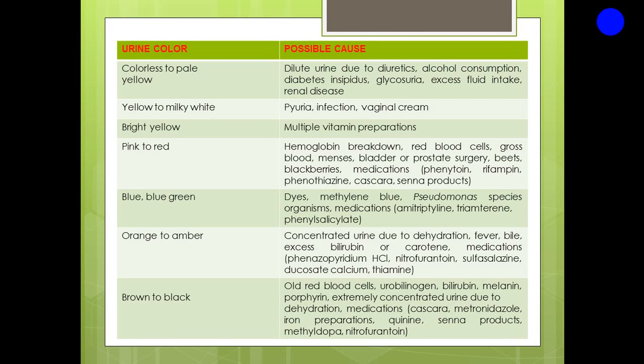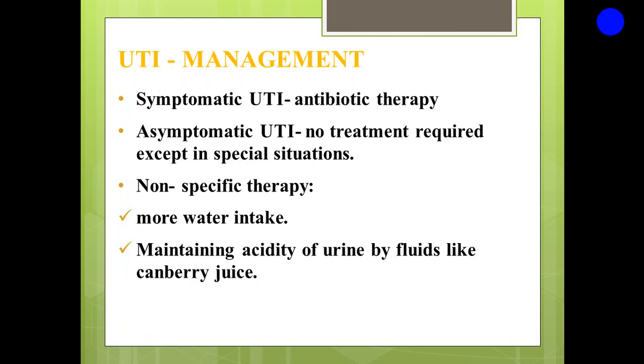So all of those colors are going to give us the cause of change in urine. The urinary tract infection management: for symptomatic urinary tract infection, antibiotic therapy. Asymptomatic urinary tract infection, no treatment required, except in special situations. And non-specific therapy.